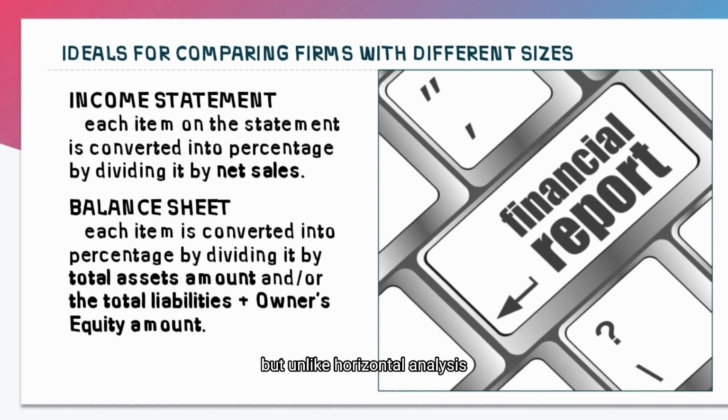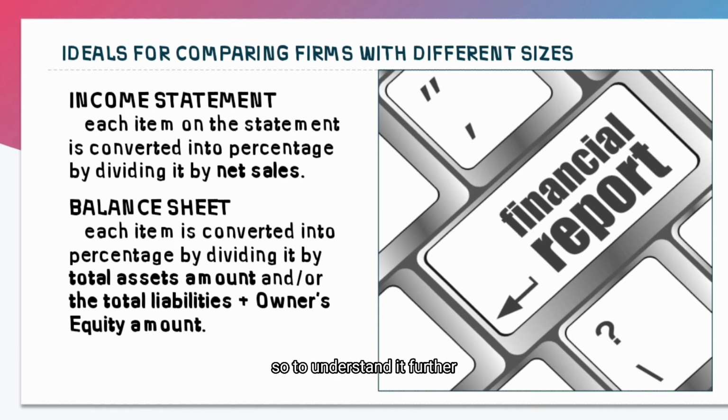But unlike horizontal analysis, you only need to look at one year to calculate the vertical analysis, and that is only one column this time. It allows you to see the percentage of the category in reference to the other base categories. For example, in the income statement, the denominator is the net sales. Each item in the income statement is converted into a percentage by dividing it by net sales. While in the balance sheet, each item is converted into a percentage by dividing it by the total asset amount or the total liabilities plus owner's equity amount.